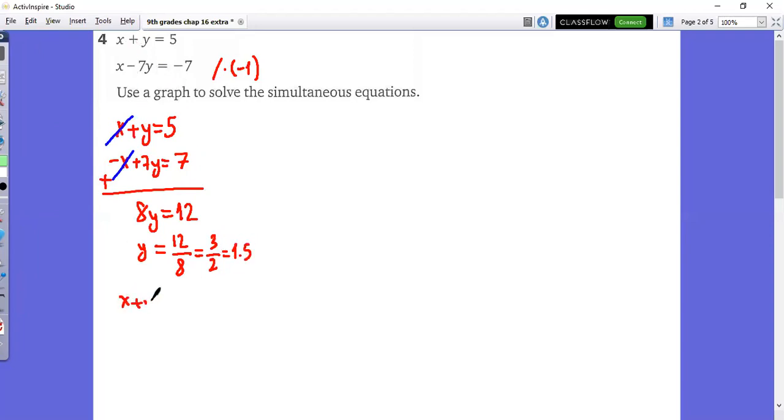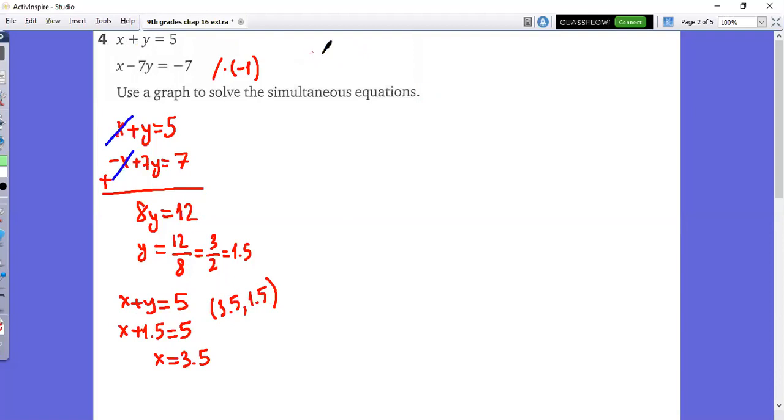Let me write it in the first equation. You know, first or second doesn't matter, but the first is very simple. The sum of x and y is 5. y is 1.5. Let's substitute. So x plus 1.5 is 5. x should be 3.5. So 3.5 x coordinate, 1.5 y coordinate on the coordinate plane will be the solution.